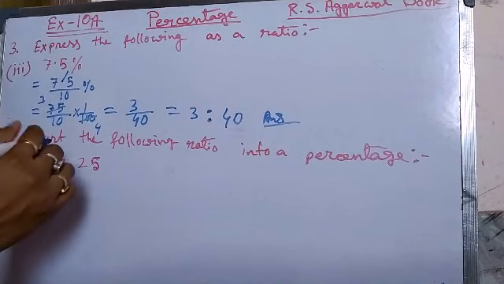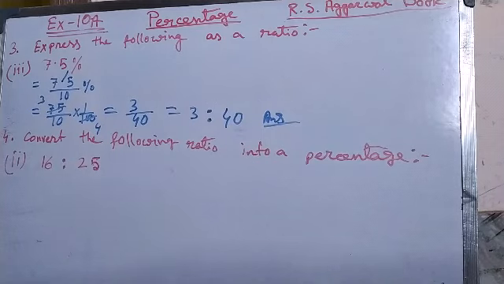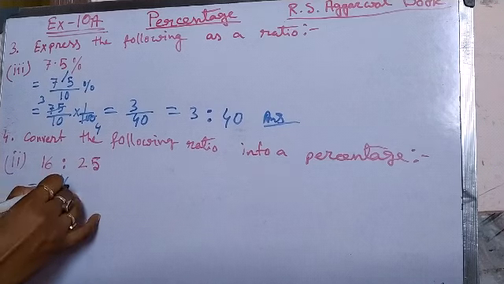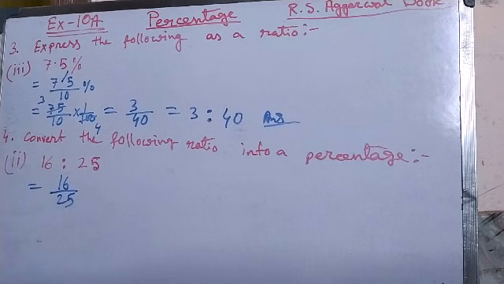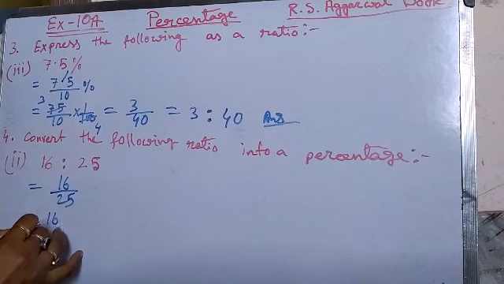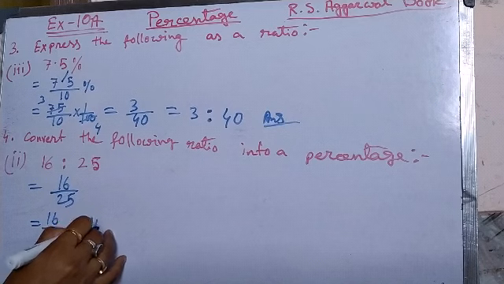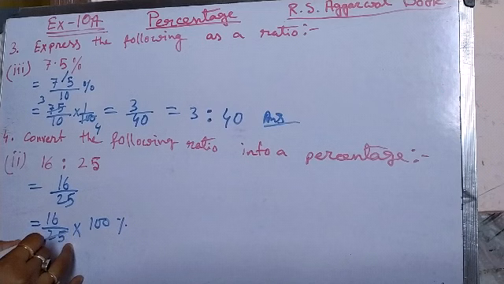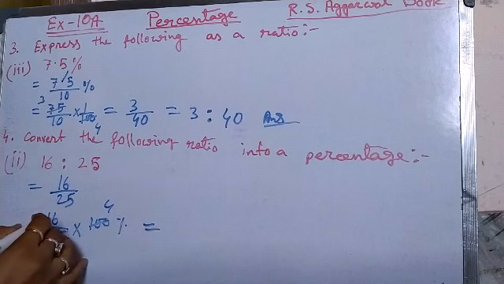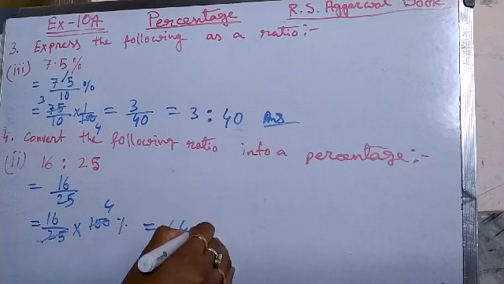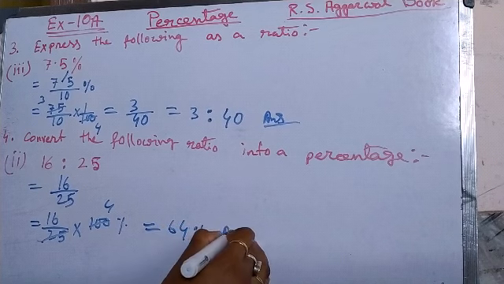Now question number 4. Convert the following ratio into a percentage. Question number 2, 16:25. That means first work is we have to convert it into a fraction. Then to make it a percentage, we know the rule. 16 by 25 into 100%. We have to multiply 100% with the number. Then by 25 we can cut it. Then the answer will be 16 4s are 64%. This is the answer.